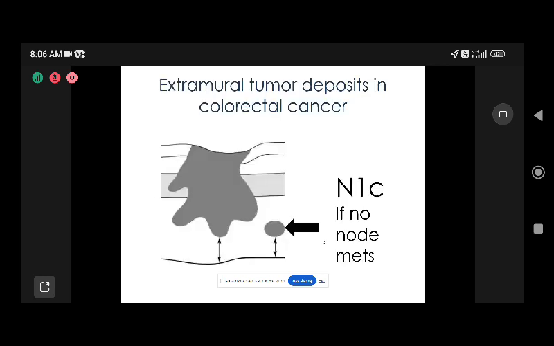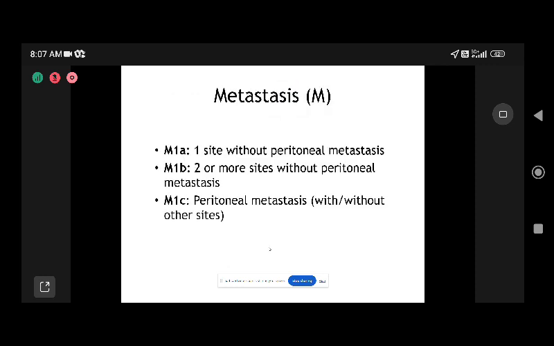And it is also seen that the burden of these extramural tumor deposits should be documented. Whether there are 5 or more than 5 tumor deposits, as the number of tumor deposits increases, they are associated with a worse outcome. So that is also additional prognostic information that can be provided in the pathology report. So if there are more than 5 tumor deposits, that is associated with a worse outcome.